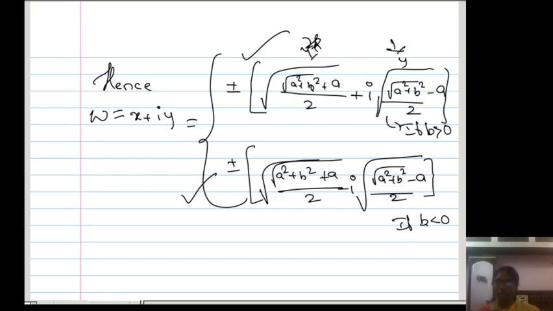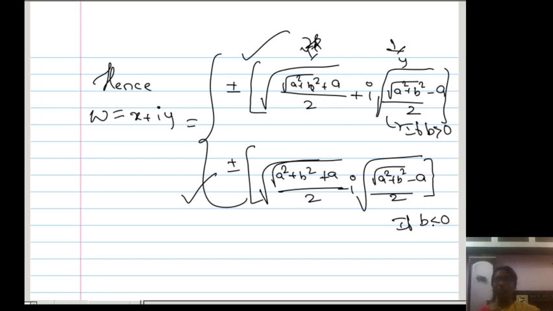Okay, so here b less than 0 means if x is positive, y is negative. Here b is equal to x times y. So product less than 0 means suppose x is positive, plus into minus, minus, it is negative. So if x is positive, y is negative. Suppose x is negative, y becomes minus into minus, plus, y becomes positive.